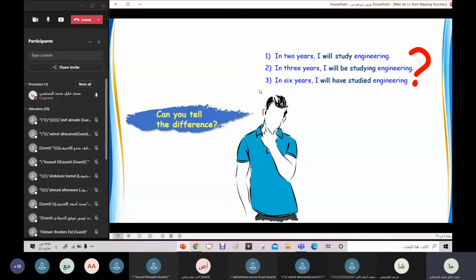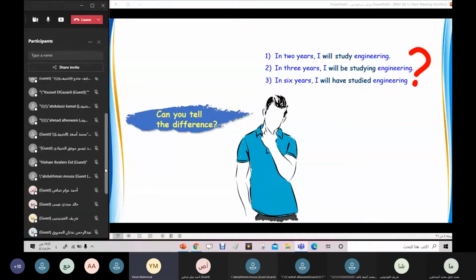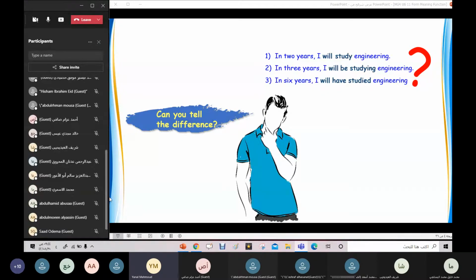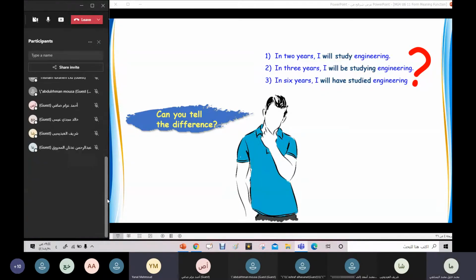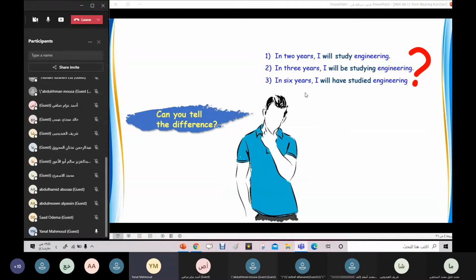In 2 years, I will study engineering. Good. The second. In 3 years, I will be studying engineering. The third. In 6 years, I will have studied engineering. Good. In 2 years, I will study engineering. You realize here we use will plus the verb, let us say, the base form. I will study engineering. In 3 years, I will be studying.